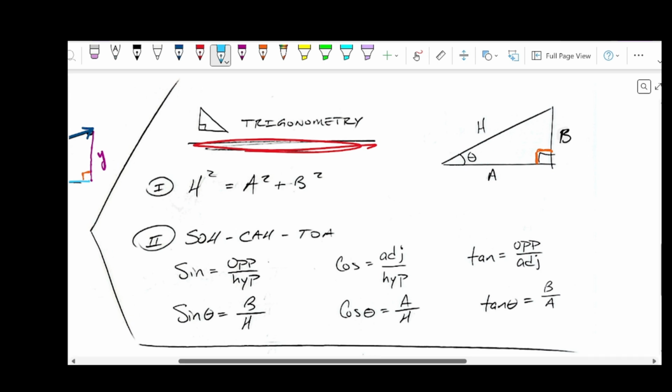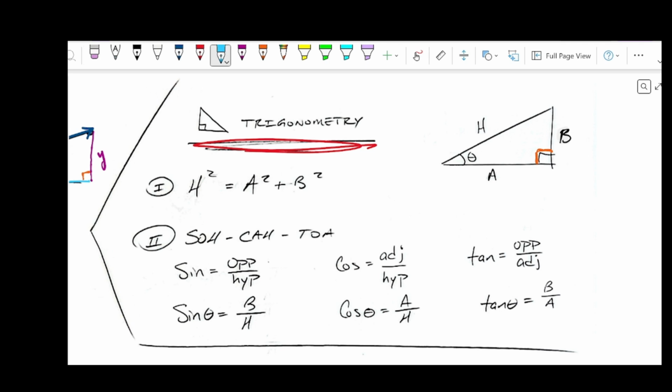Sine is SOH: sine, opposite over hypotenuse. Sine equals O over H. Cosine is CAH: cosine, adjacent over hypotenuse. Cosine is adjacent over hypotenuse, and tangent is TOA: opposite over adjacent.